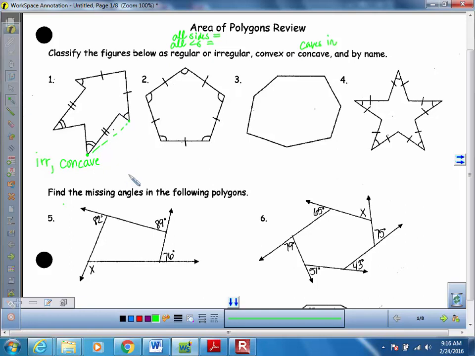Then, if we want to name it, we have to figure out how many sides it has. So if we count the sides, we have 1, 2, 3, 4, 5, 6, 7, 8 sides. So I know an 8-sided figure is an octagon.